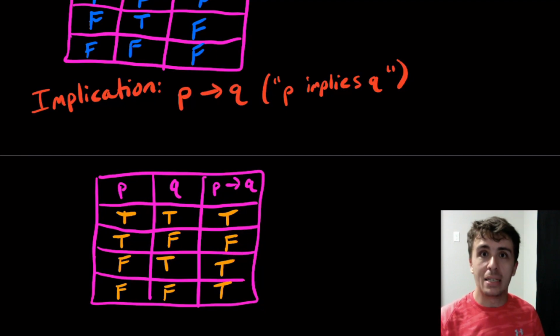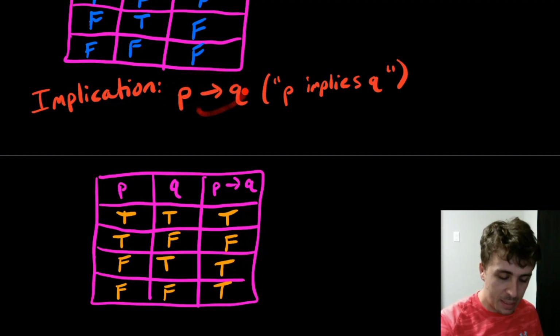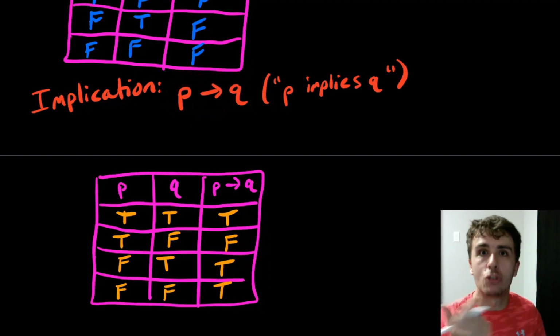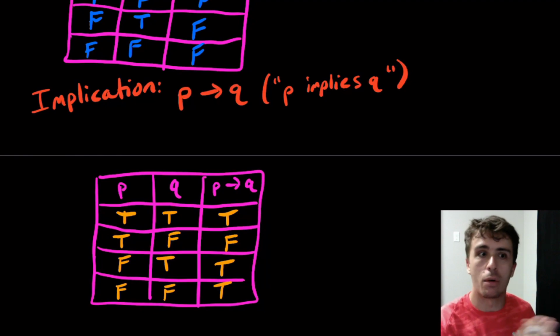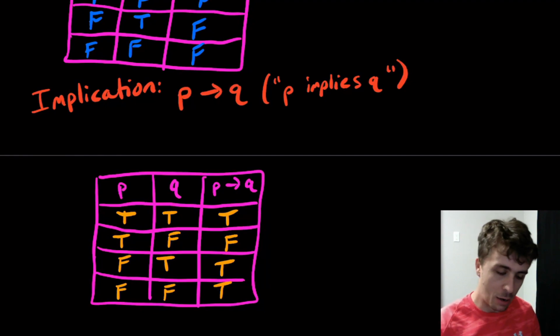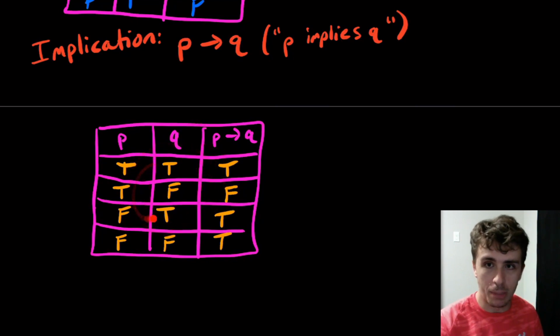So that implies, no pun intended, that this proposition is not symmetric with respect to the ordering of P and Q. It matters which one is on the left side of the arrow and which is on the right side of the arrow. So what is the intuition behind this?